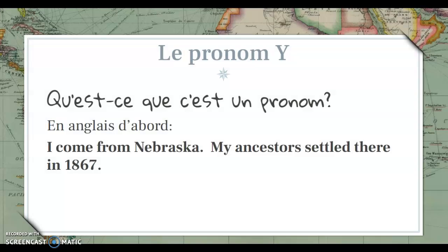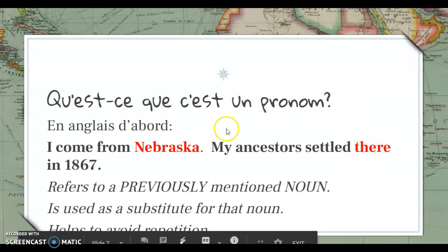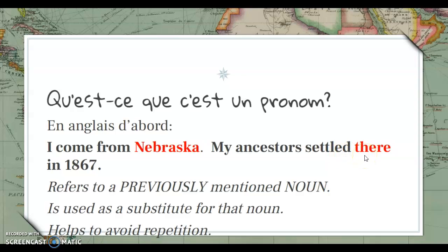So, talking about a pronoun first in English, let's make sure we understand what it is. In this example, see if you can find the pronoun. I come from Nebraska. My ancestors settled there in 1867. Coincidentally, 1867 is when Nebraska joined the United States of America, and they were officially recognized. So if you chose there, you are correct. There is our pronoun. It is referring to a previously mentioned noun, which is Nebraska. It is used as a substitute for that noun, and pronouns help us to avoid repetition.